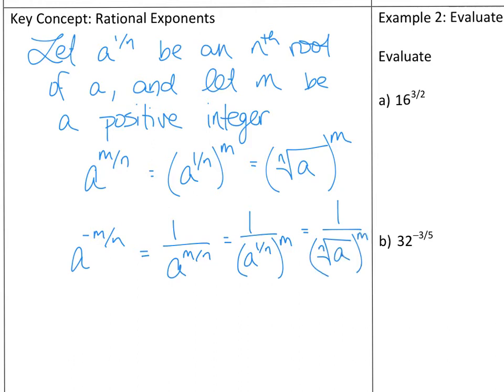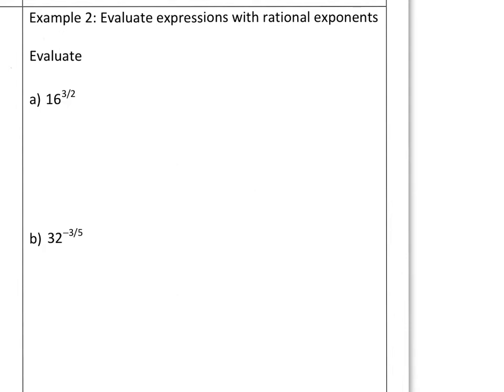We're now going to use these two rules to help us evaluate example 2. Now let's look at example 2. So if I have 16 to the 3/2 power, I'm going to rewrite this using that same rule that we just talked about as the square root of 16 to the 3rd, because the denominator was 2, and so this 2 is understood to be there. But remember, it's redundant to put that 2, so we're just going to leave it as the square root of 16 to the 3rd power.